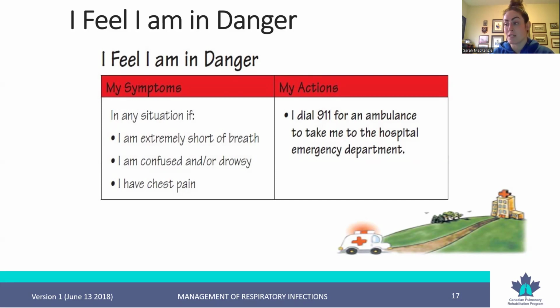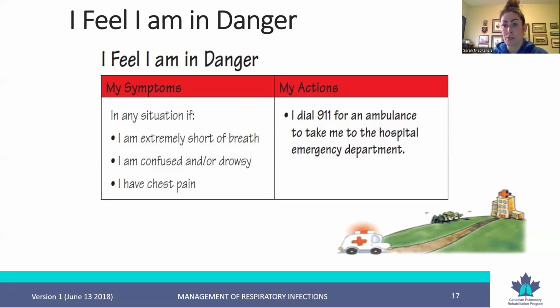So this is not, I'm short of breath after running up the stairs management, I need to take 18 puffs of Ventolin. This is, I am in danger. My health is not good. I need emergency management. So that's what we're talking about here. Waiting until the paramedics come.